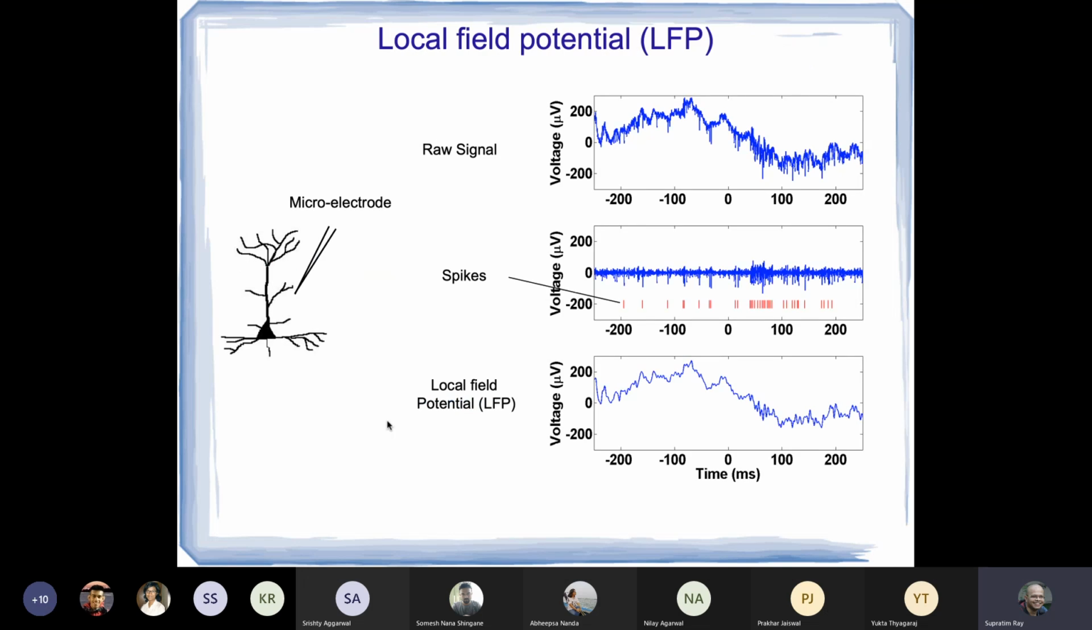So here's the experiment. Well, it's the same experiment that we had talked about earlier. We take a microelectrode, a very thin microelectrode, and we push it inside the brain of a monkey or a rat, or some animal, and this electrode sits very close to a neuron that I'm recording from.